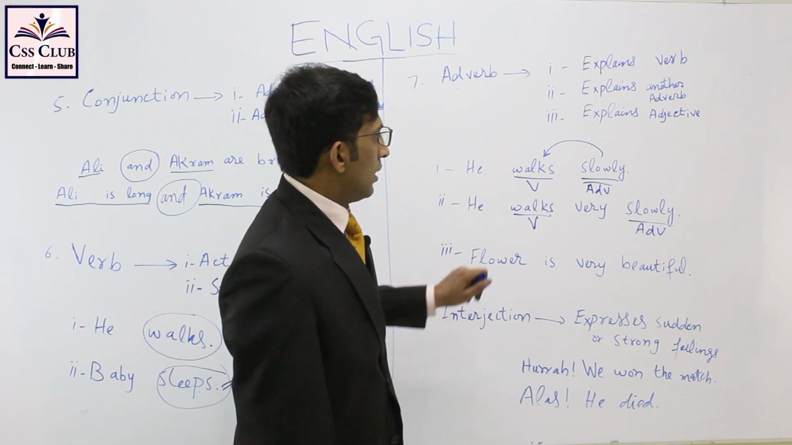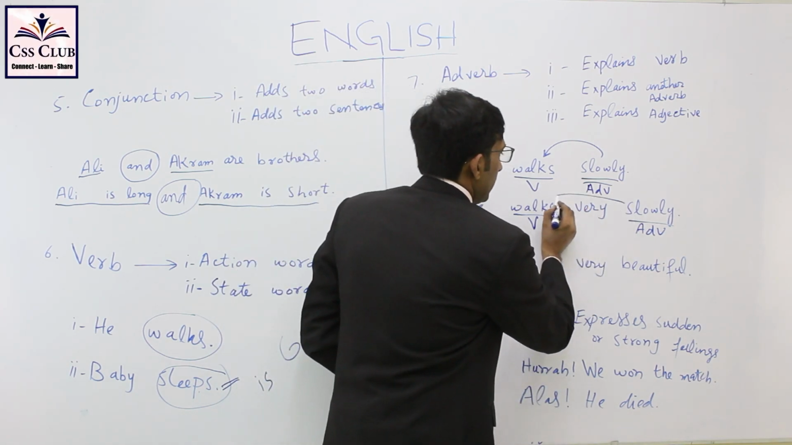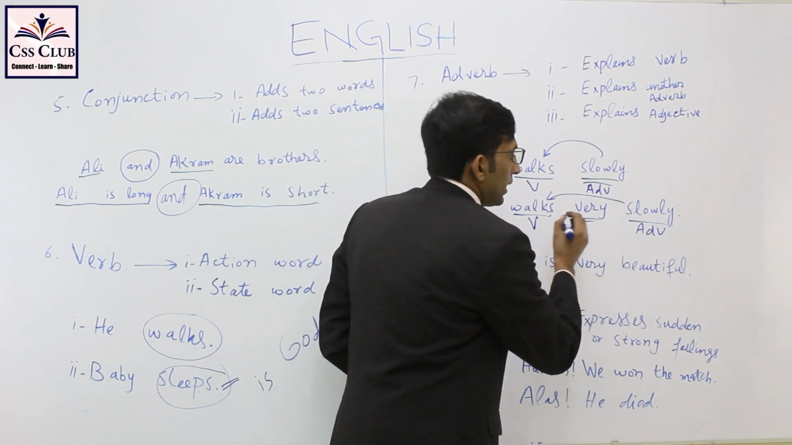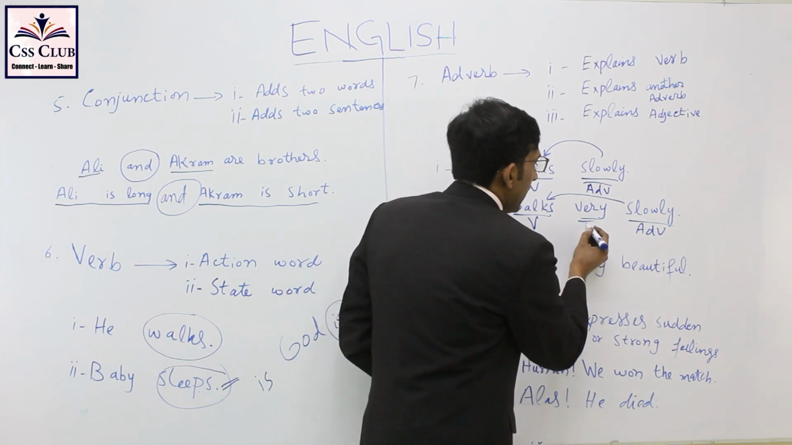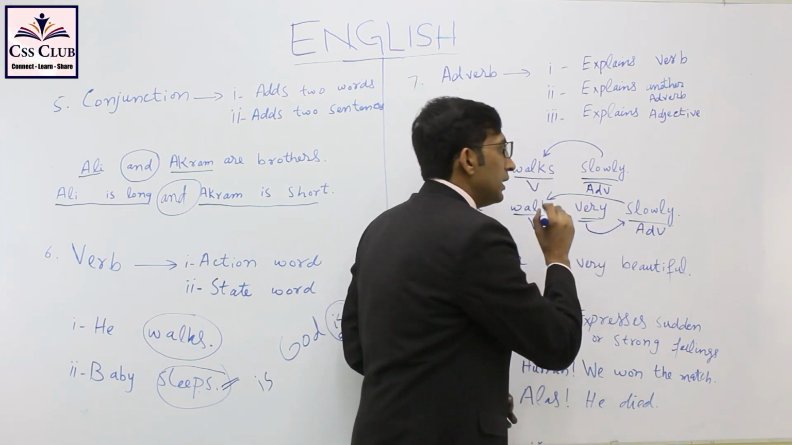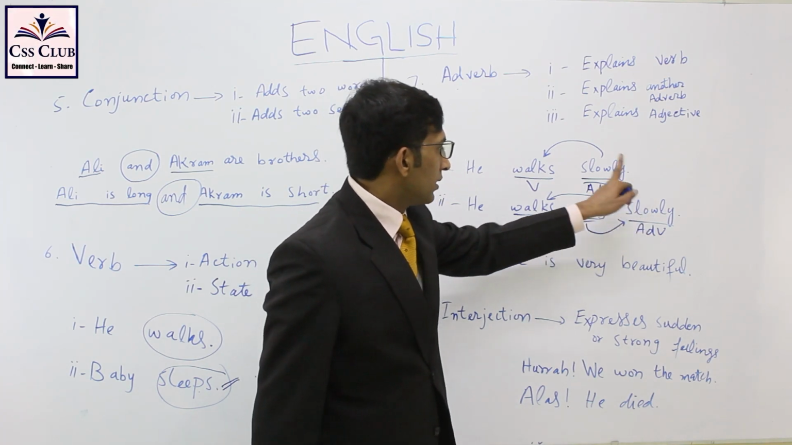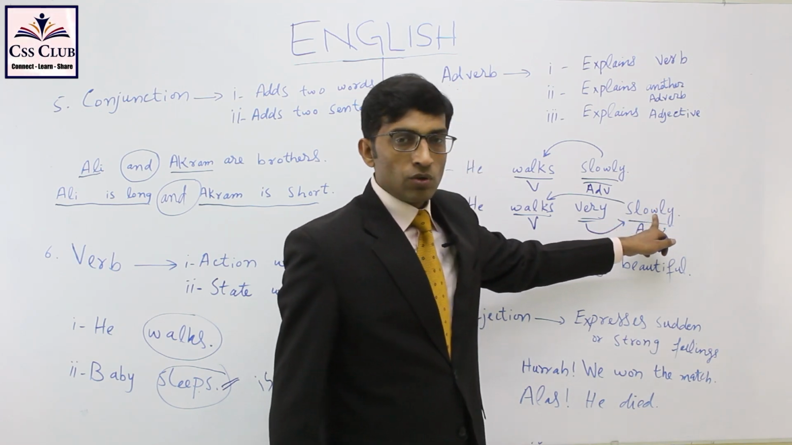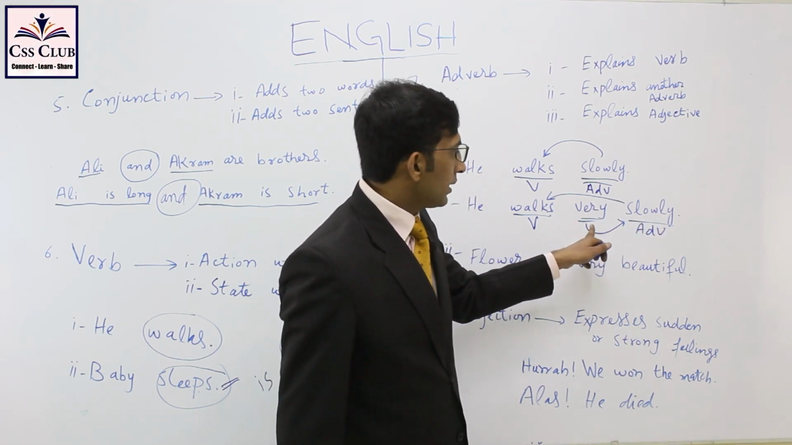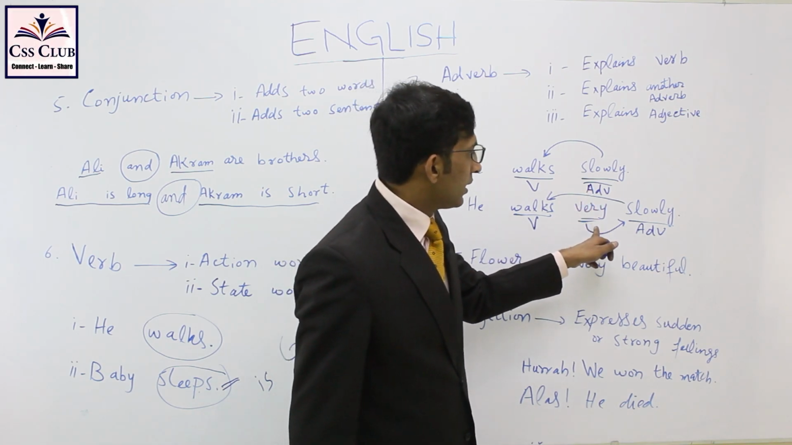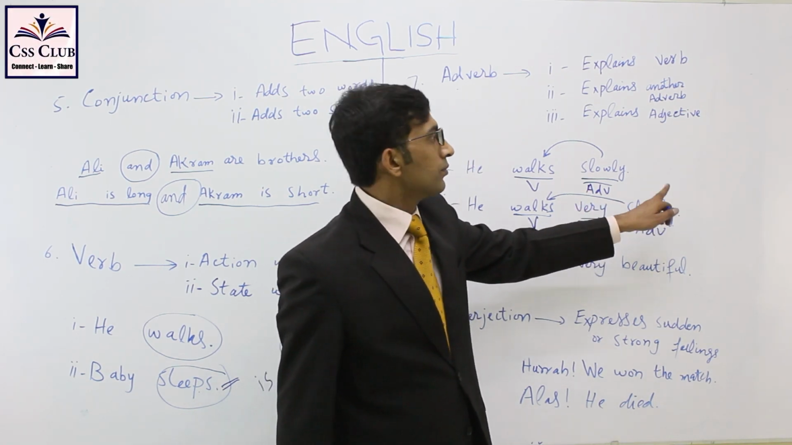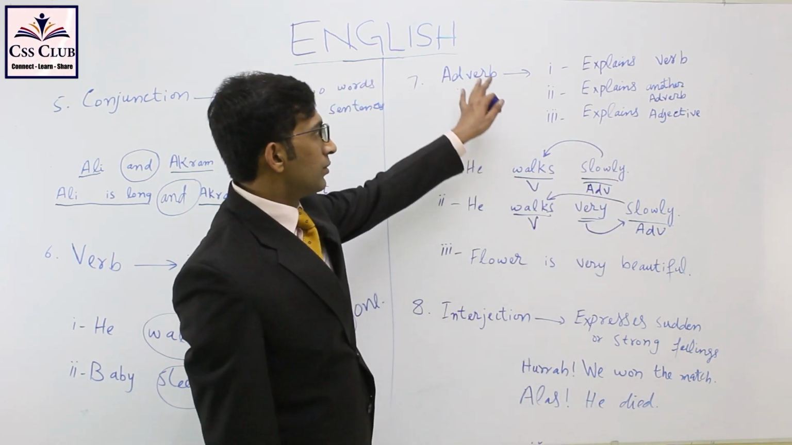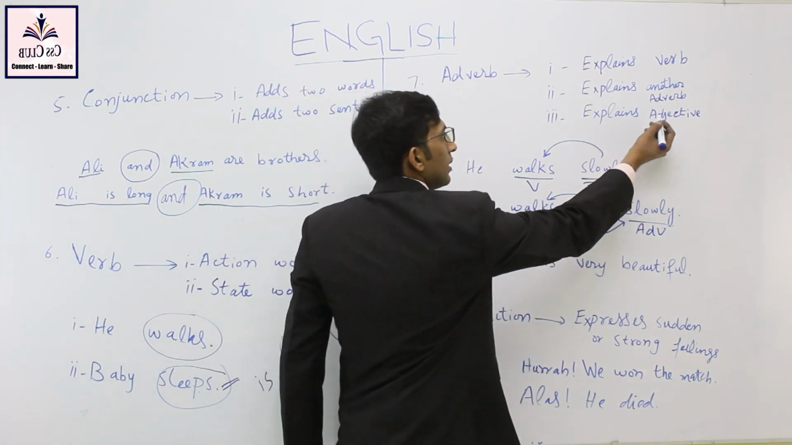Okay. Check. This slowly explains this verb. What about very? What does it explain? This very explains this slowly. So slowly explains walks, the verb, and very explains slowly. Okay. So here this adverb explains another adverb. Now come to the third point, which explains an adjective. So an adverb also explains an adjective.